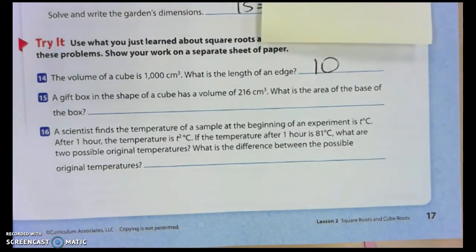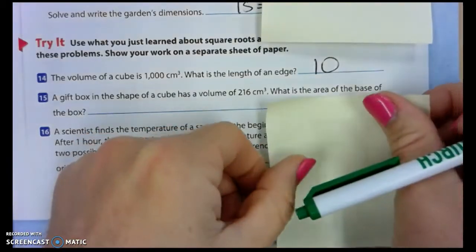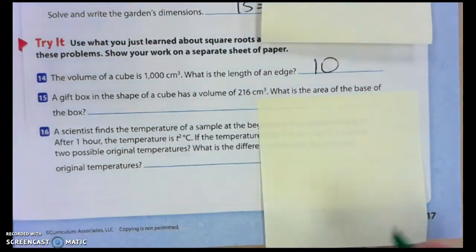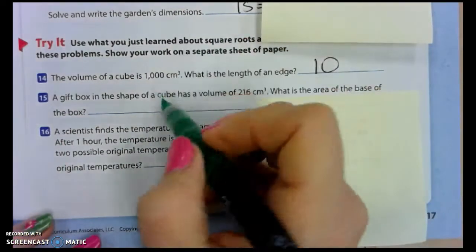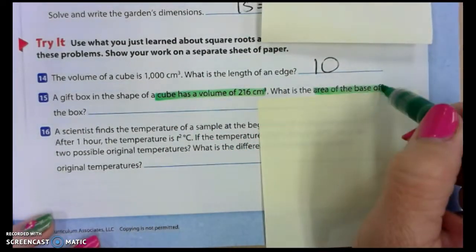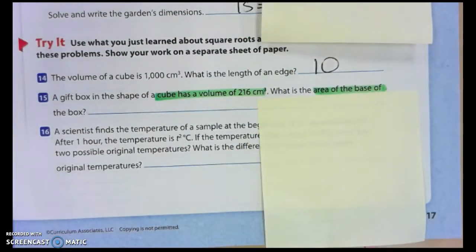Number 15, a gift box in the shape of a cube has a volume of 216 centimeters cubed. What is the area of the base of the box? They're giving us the volume. They want to know the area of the base. They want us to go from three-dimensional, okay, they're going to go from a cube. We have to go down to one-dimensional to find one side. And then they want us to go back to two-dimensional to find the area of the base of the box, okay? So we're going to start with volume.